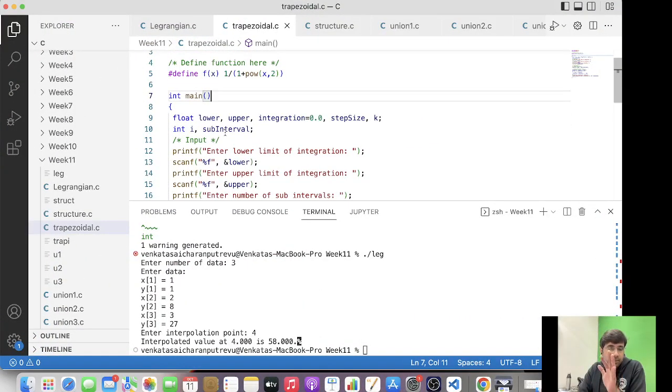The same function which I am trying to define here, 1 by 1 plus x square.